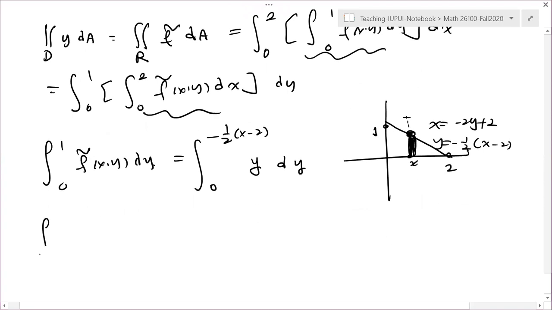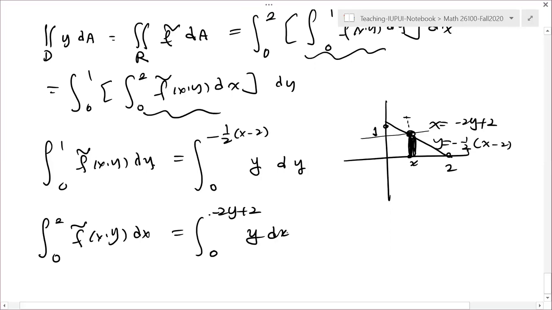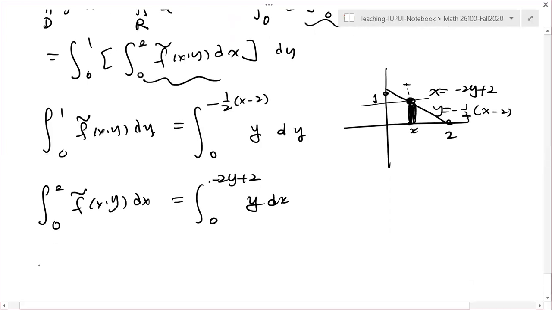But for the second one, this time we're going to evaluate the integral with y fixed. The y fixed means we are on this horizontal line. On this horizontal line, for which x values is this line segment still inside the domain? For x from 0 to, here y is fixed, so to negative 2y plus 2. So this is still y dx. Personally, I think the second one is slightly better, because when I find the antiderivative I do not immediately get squares. But both of them are still correct.